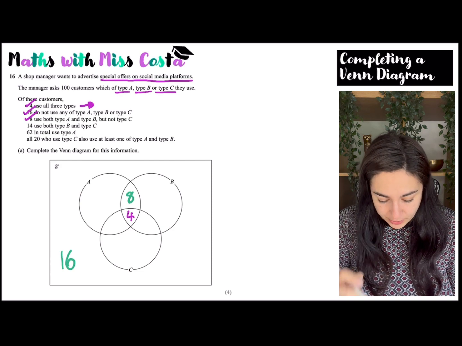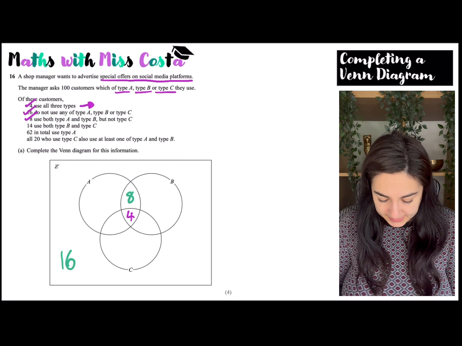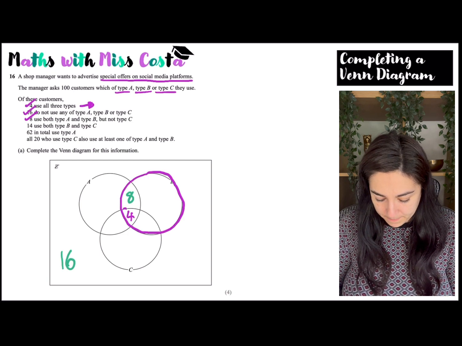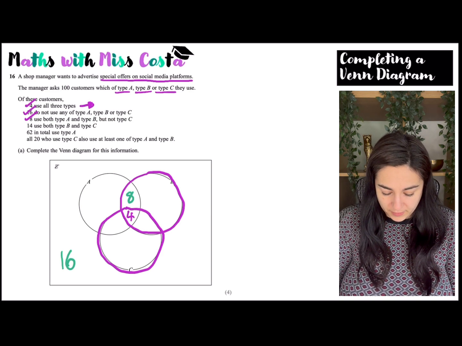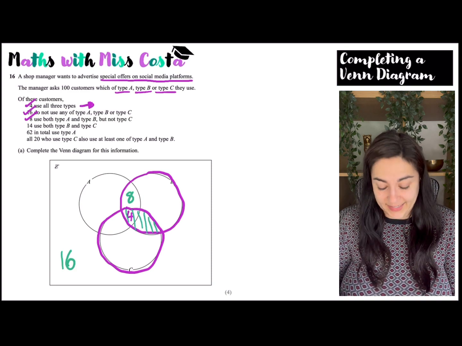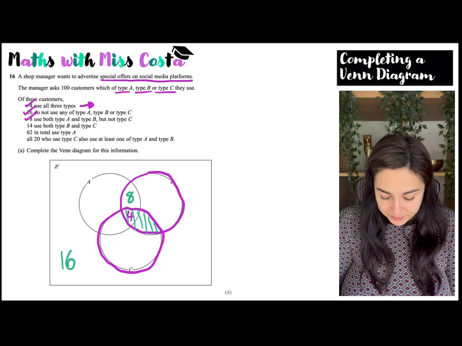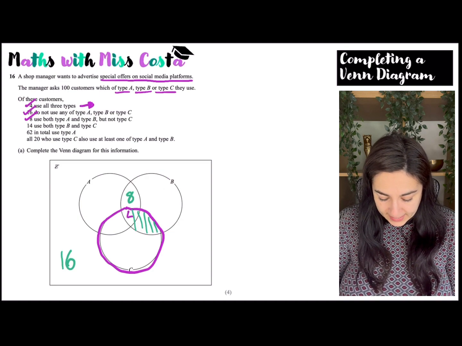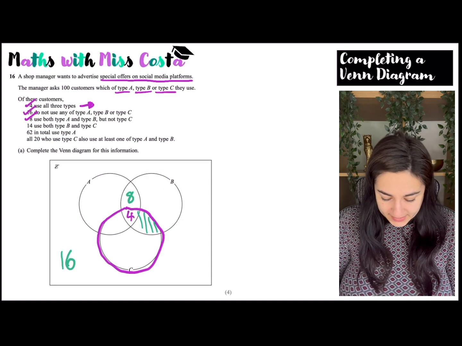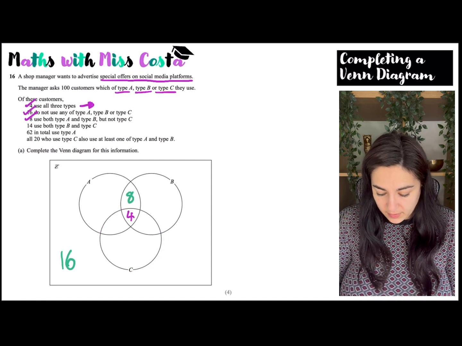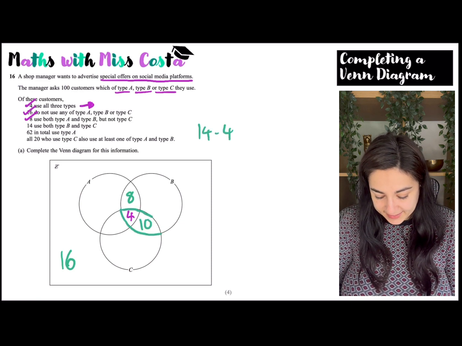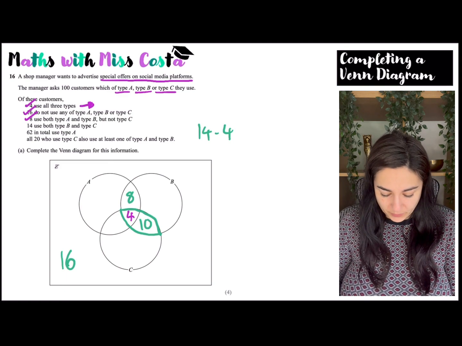Okay, 14 use both type B and type C. So over here you've got type B, over here you've got type C, and the space where they would use both of them, this is dangerous, will I be able to undo what I've done, would be this intersection here, because that intersects B and C. Now, I already have 4 in there. So therefore, I need to do 14 take 4, which is 10, because this whole section must add up to 14. Okay.